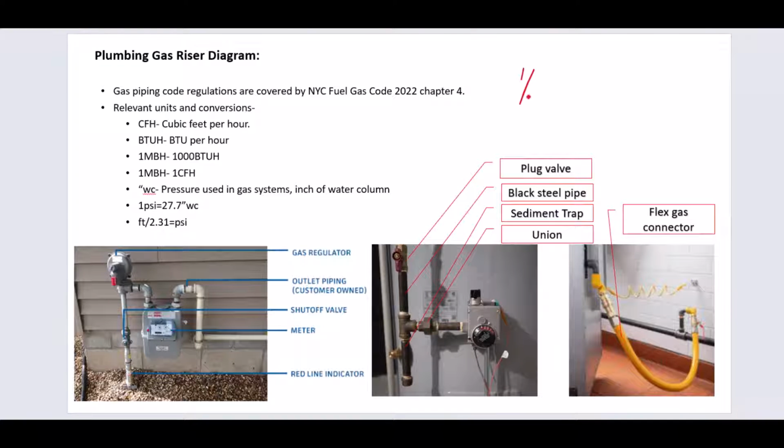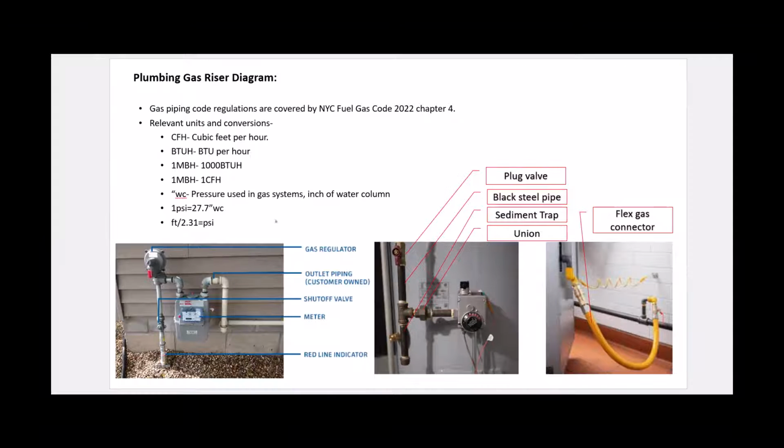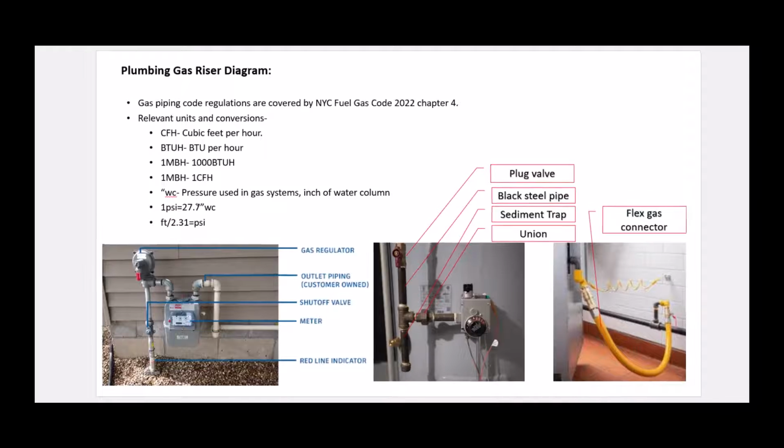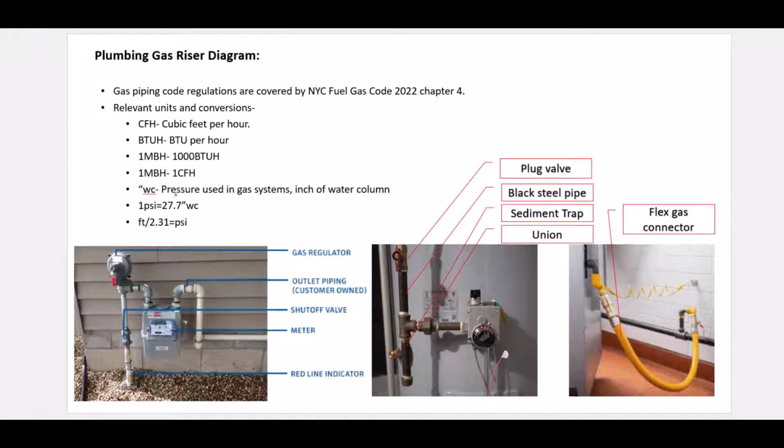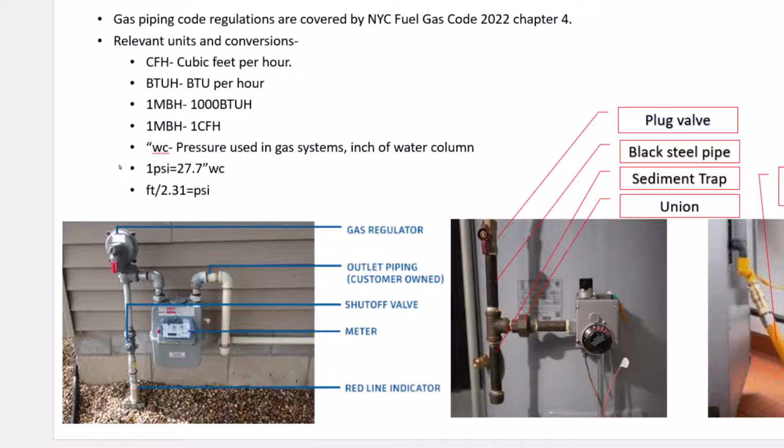So that half a psi would basically convert to approximately 13.8 inches of water column. That half a psi to approximately 13.8 inches of water column came from this conversion here, where 1 psi is equal to approximately 27.7 inches of water column.